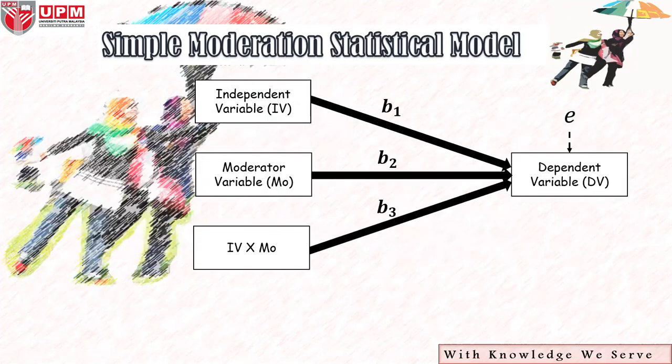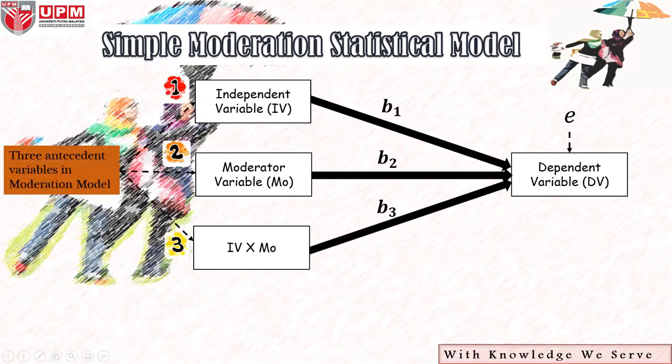This is the simple moderation statistical model. Beza sikit. First, we are going to check the effect of IV towards the DV. Second, we are going to check the effect of the moderator towards the DV. And lastly, we are interested to see the interaction effect between IV and moderator towards DV. So we are going to check three effects here: IV towards DV, moderator towards DV, and the interaction between IV and moderator towards the DV. Ini kita punya statistical model. So this is what we are going to test.